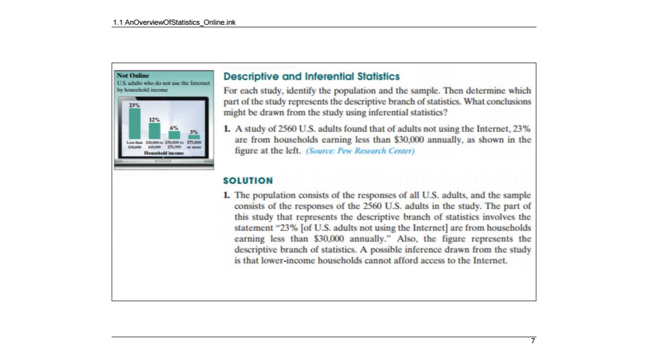Okay, so we have a study here of 2,560 US adults, and they were looking at adults who do not use the internet, and they looked at household income. So 23% are from households earning less than $30,000 annually. So these are US adults who do not use the internet by household income. And so here's our chart.